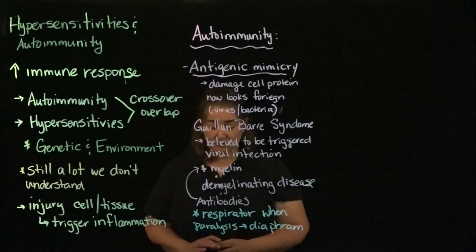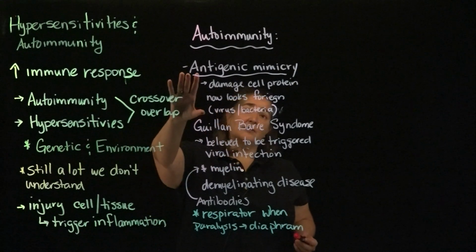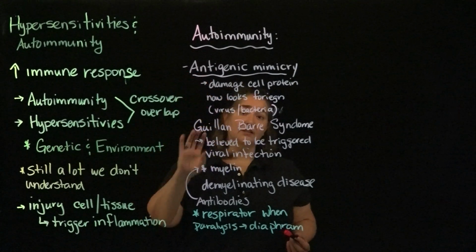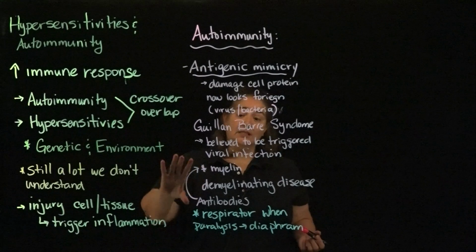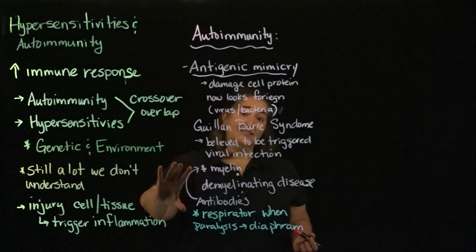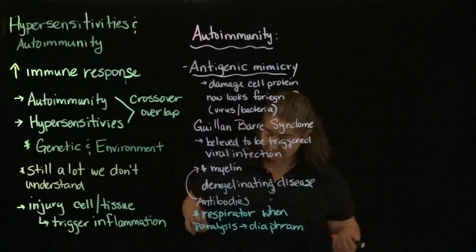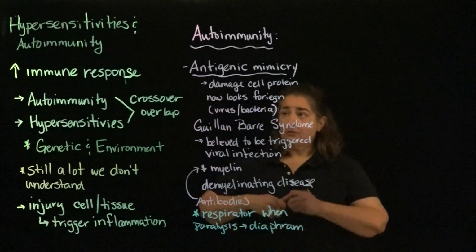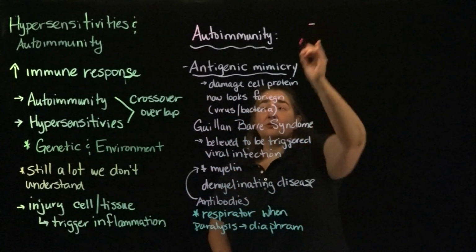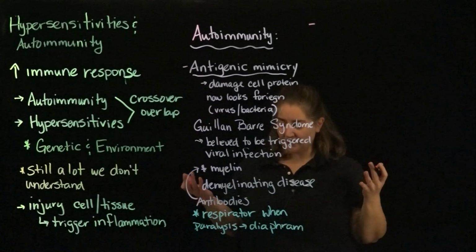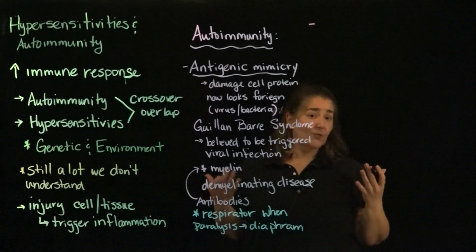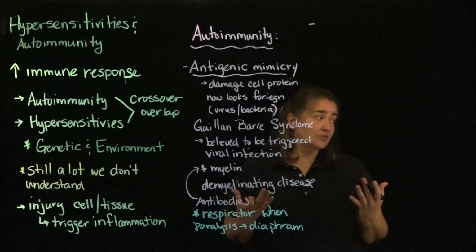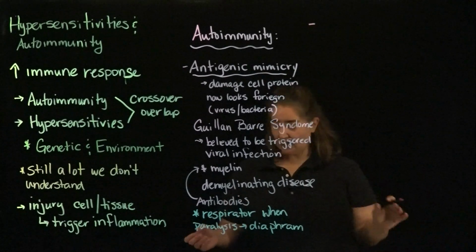its course, okay? So in this case, what ends up happening, you're damaging the myelin. The body's recognizing the myelin as foreign and is attacking it, okay? So we've got antigenic mimicry as one of our potential ways that autoimmune disease can result, okay?